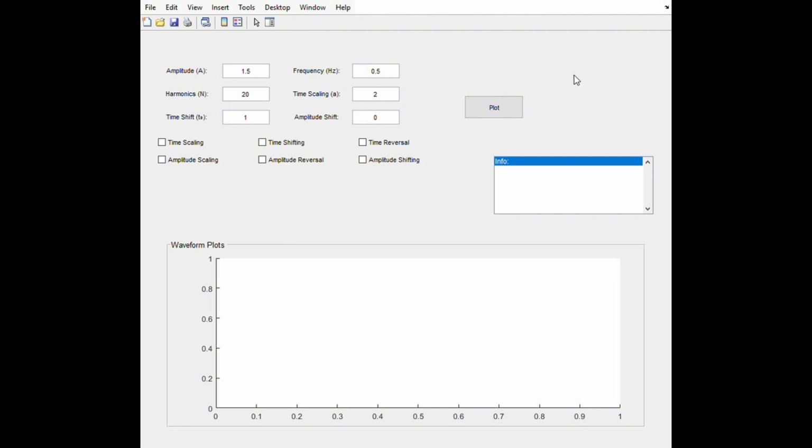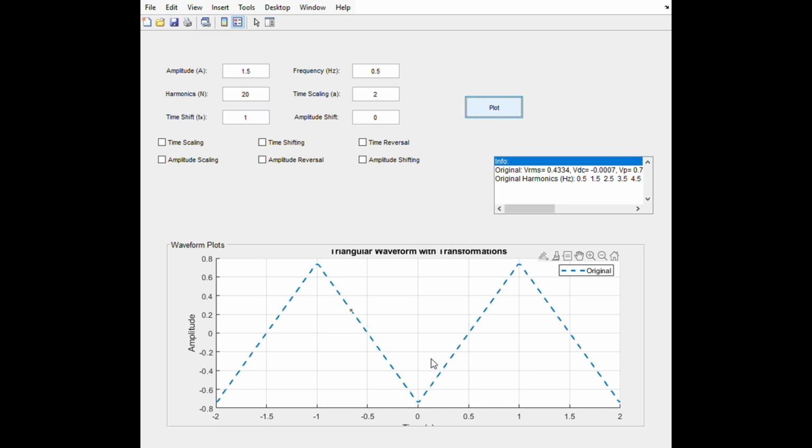Below the input section, the GUI also provides controls for 6 signal transformations. You can shift the waveform in time using a time shift input. You can also scale it in time to compress or stretch the waveform. There's a checkbox to reverse the waveform in time. For amplitude, users can scale the signal up or down, shift it vertically, or reflect it about the time axis using an inversion option. All these transformations are applied through mathematical operations on the time vector and amplitude values before replotting the waveform.